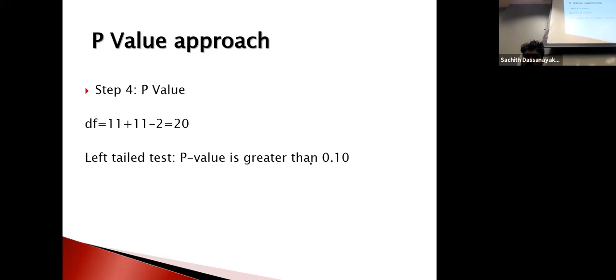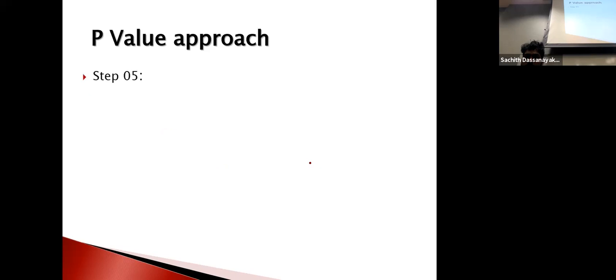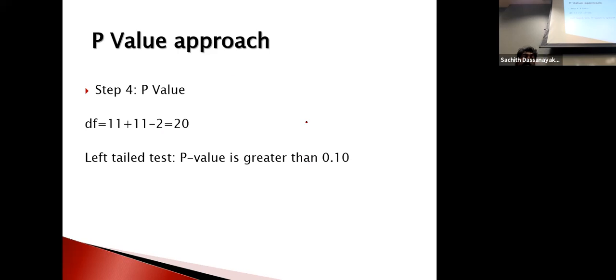Where is that? Okay, so once I found it, the p value is somewhere greater than 0.1. Okay, what's the p value? The p value is based on your test statistic value. It is your t cal, negative 0.1767, something like that. Okay, so degrees of freedom is 20.